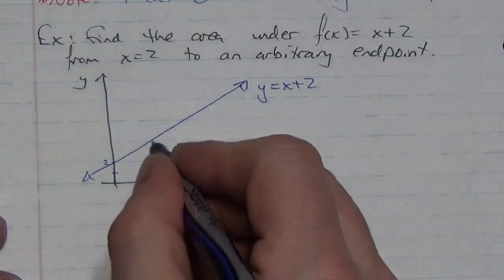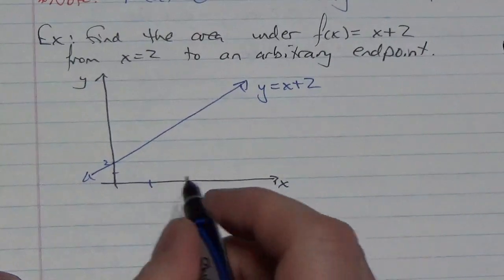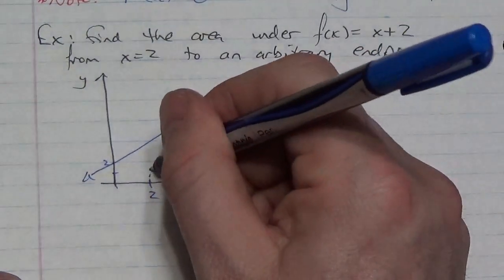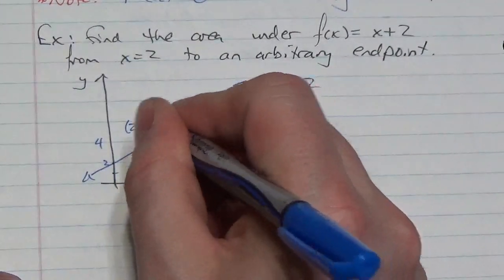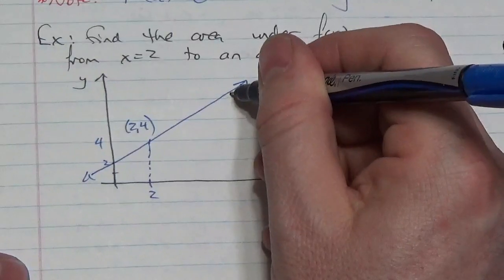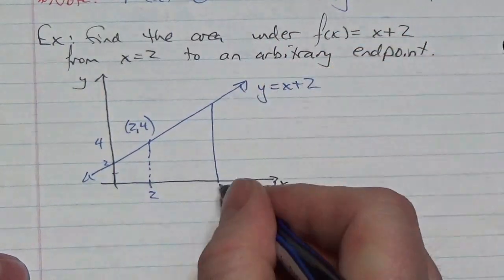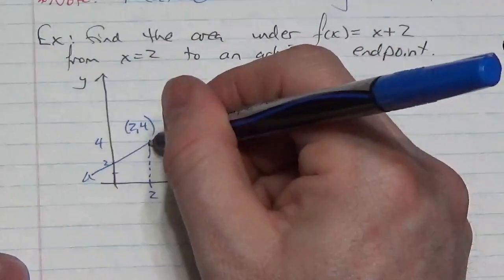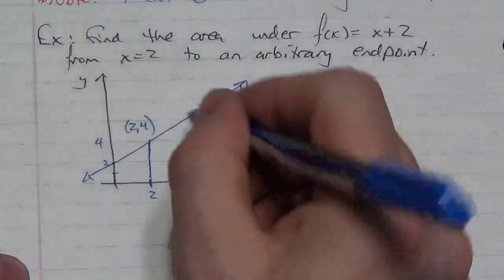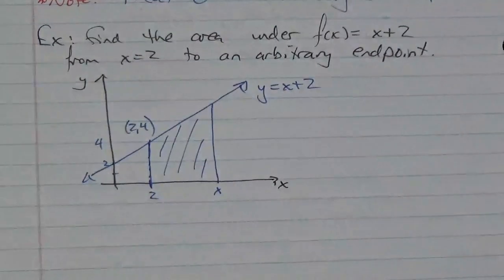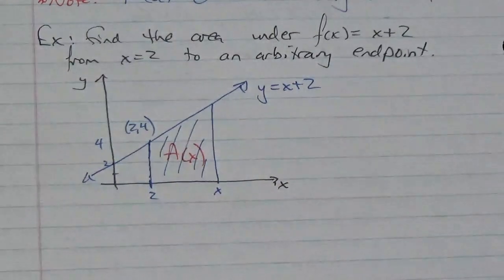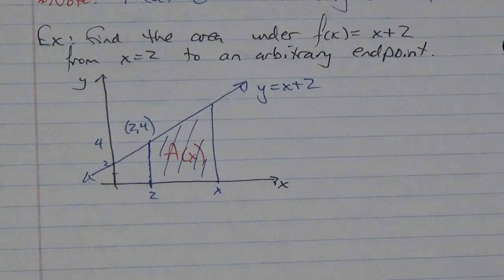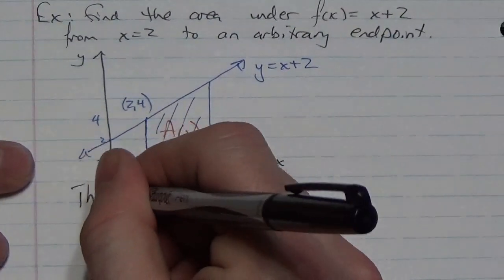Okay, and if I come over here and start at an x value of 2 and plug that in, that's going to be out here at 4. This is going to be the point (2, 4). And what I'm interested in is coming up with the area underneath this thing out to some arbitrary endpoint x. So this area right here is going to be my area function A of x. Now, the nice thing about the example that we're working with right now is that this is a trapezoid.